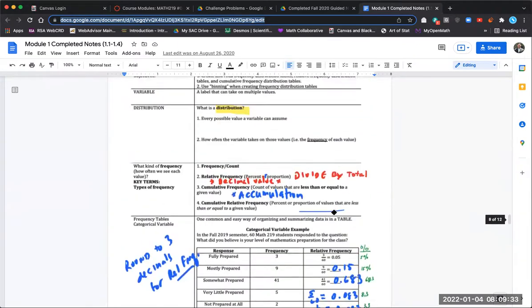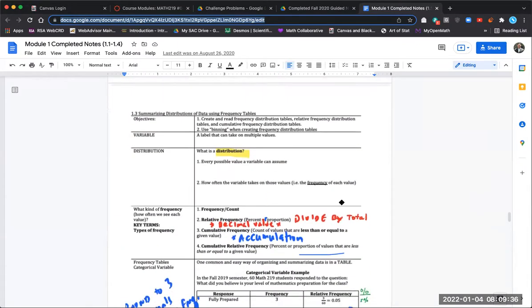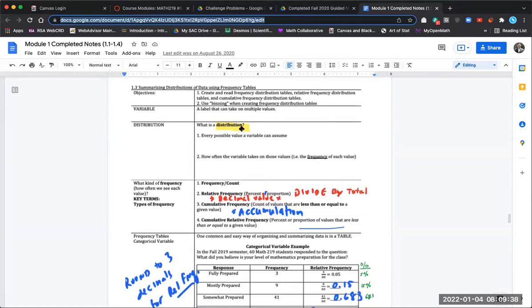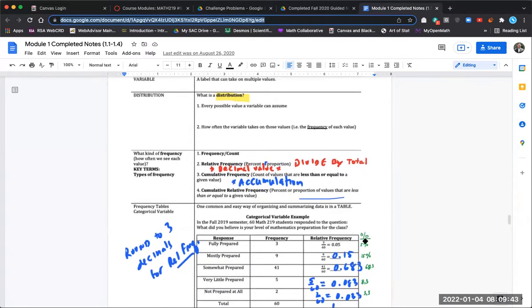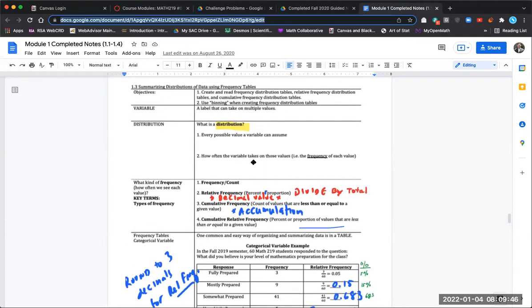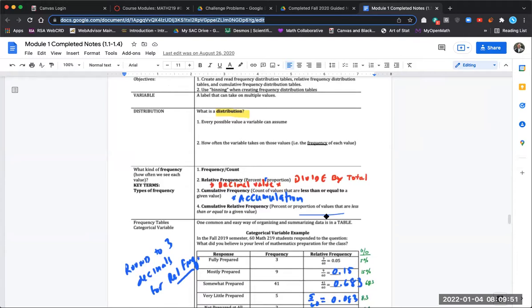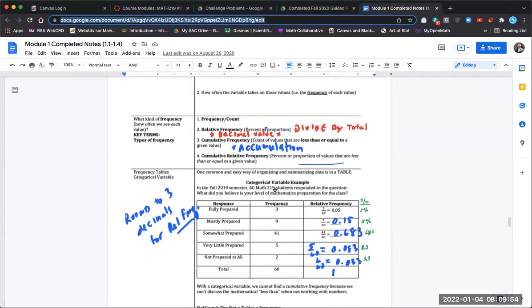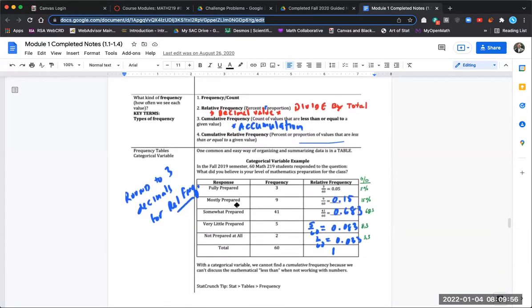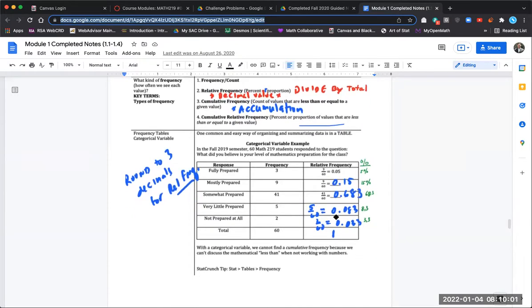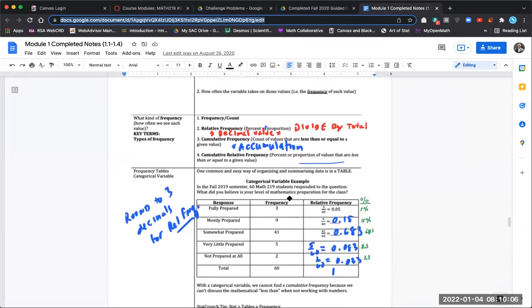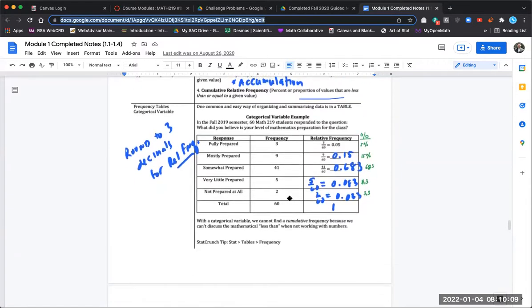This module ends with summarizing data. So once you have the data, what do we do with it? We have to summarize it. And the big idea is a distribution. What is a distribution? You have the full length videos for that, but a distribution is basically, what does the data look like? What are all the possible values and how often do they occur? Then we have different ways to describe those distributions through tables, through frequencies, relative frequencies, through percents. They all mean the same. They all represent how often something comes up. It's just a different way of representing how often they come up.